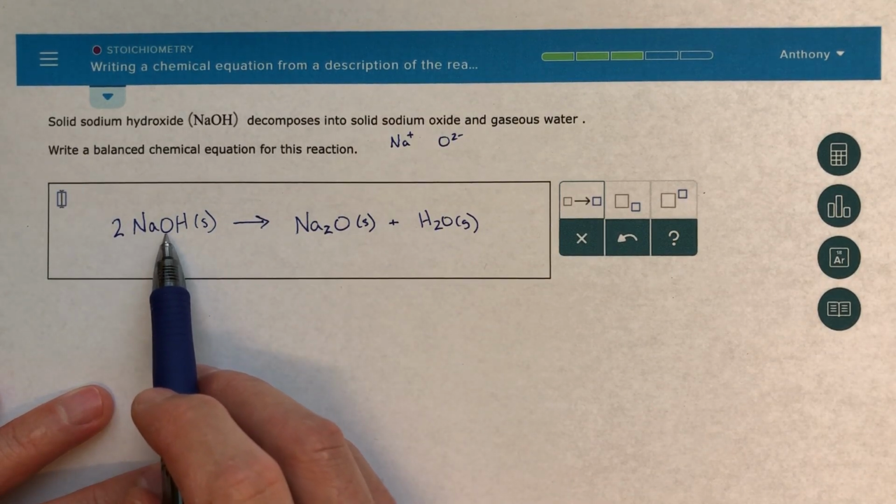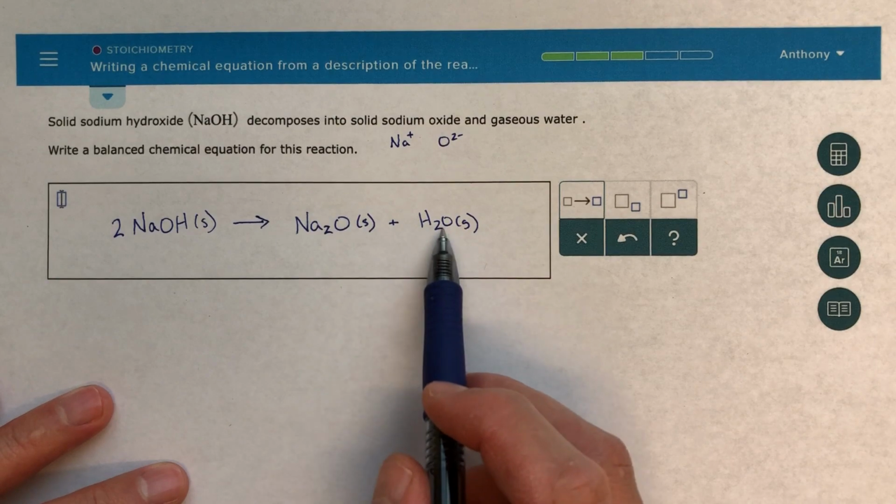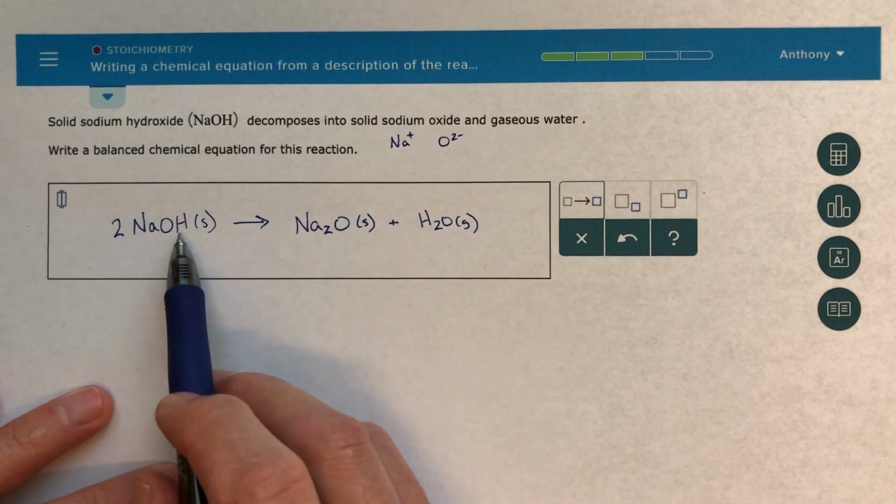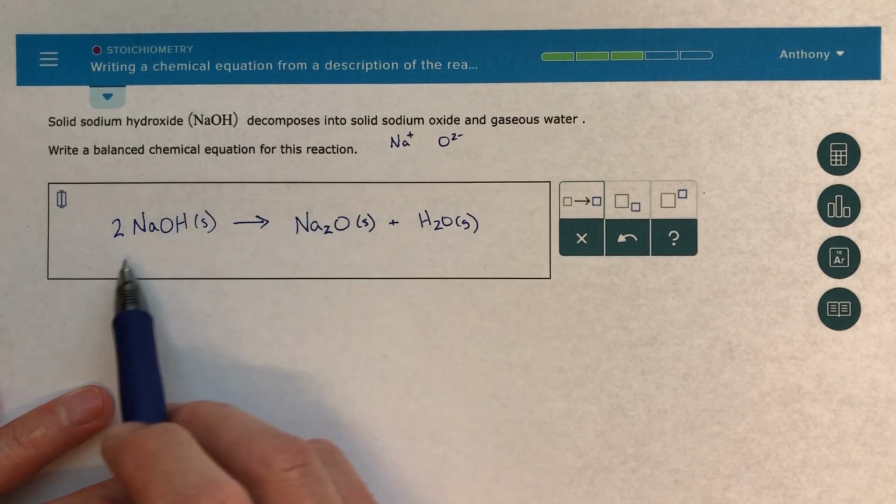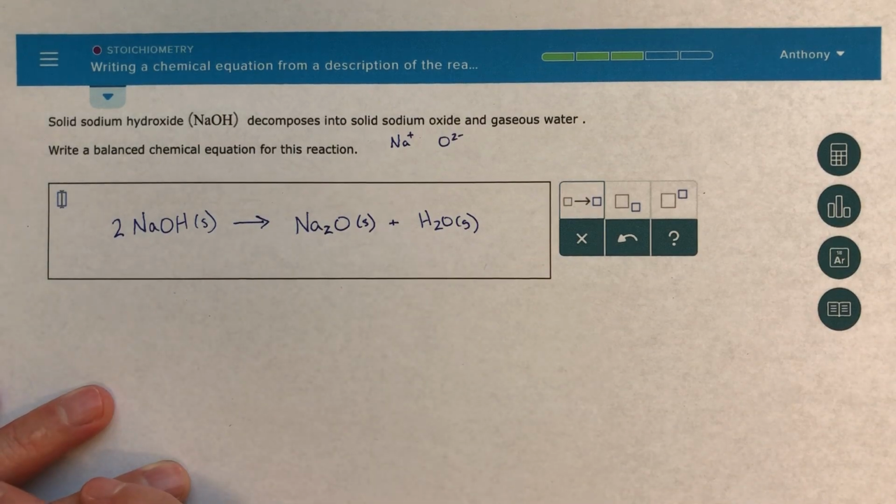I've got 2 oxygens here. I've got 2 oxygens on this side. That works out. 2 hydrogens here, 2 hydrogens here. So this is all I need to do to balance this reaction, and that should be that.